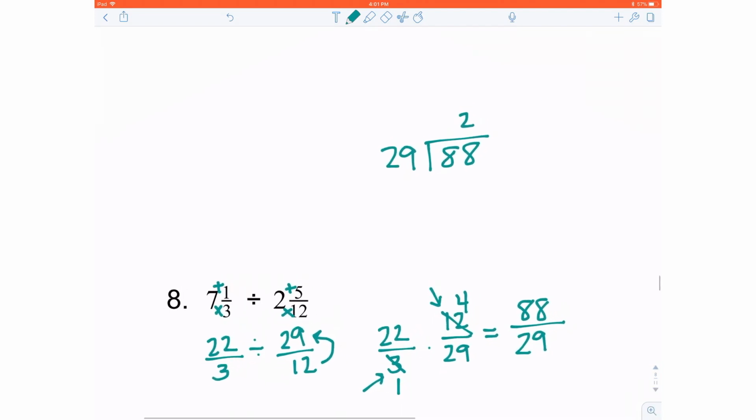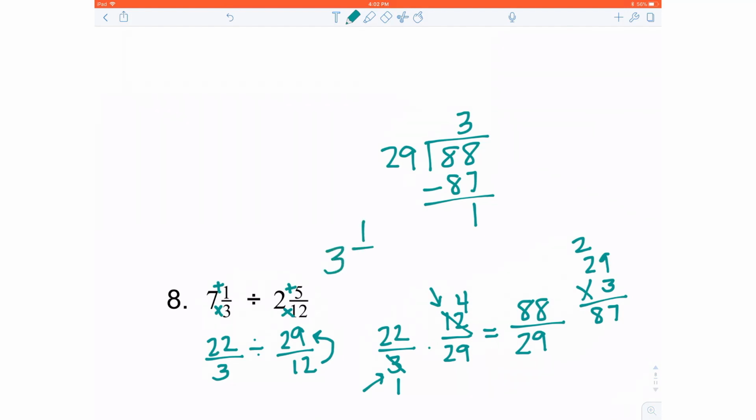Let me work it out here for you. 29 times 2. Oh no, I can do 3 times. Sorry about that. Let's try 3. 3 times 9 is 27. Carry the 2. 3 times 2 is 6, plus 2 is 8. So 29 times 3 is 87. 88 minus 87 is 1. So our answer is 3 and 1/29.